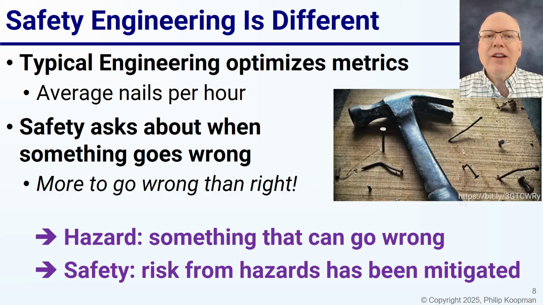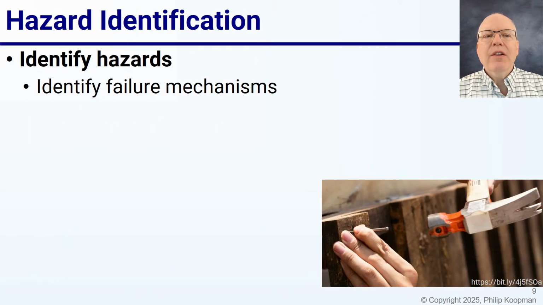That's it. Safety engineering in a nutshell. A hazard is something that can go wrong, and you get acceptable safety when all the hazards have been mitigated enough, not for perfection, but mitigated enough that the resulting risk that's presented by the system is acceptably low. That's it. That's safety. So how do we do that?